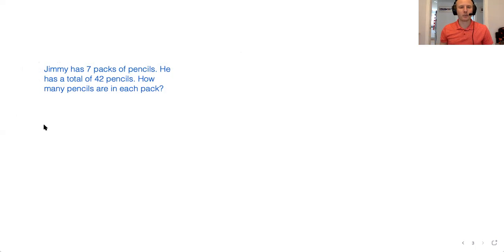There are a bunch of different ways we could do that. I'm going to say 7 times p, for pencil, equals 42. You could have also written 42 divided by 7 equals p. Either one of those is fine, depending on if you want to think of this as a multiplication or a division problem. And then you could go ahead and solve it.